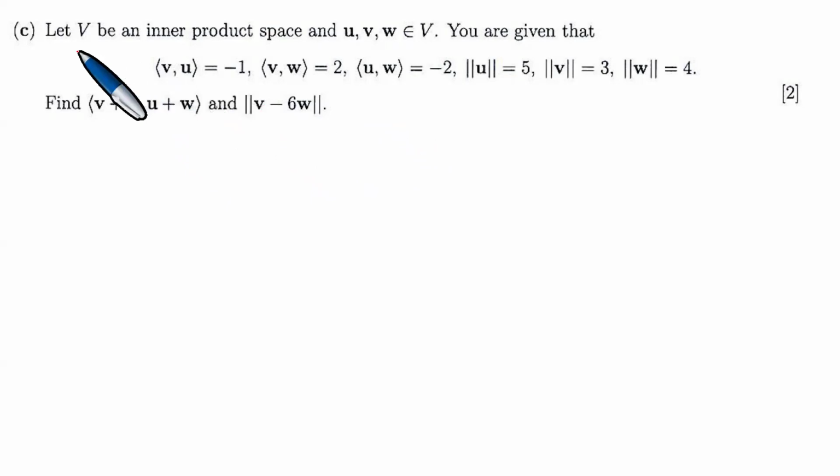Now the examiner is saying, let V be an inner product space, and U, V, W are vectors in V, elements of the inner product space. You are given that the inner products are minus 1, 2, and minus 2, the length of U is 5, the length of V is 3, the length of W is 4. Now find the length of V plus U, and also the inner product of V plus U and U plus W.